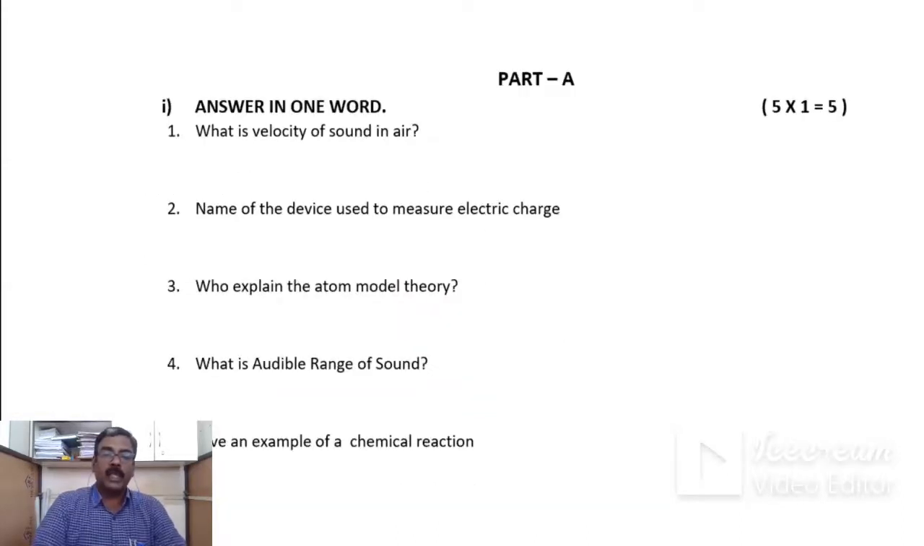Part A. Here we are taking 5 questions, answer in one word. That is the heading. The answer should be written below the question. First question, for example: what is the velocity of sound in air? That is the question. Below it we must provide some space to write the answer. For each question we must provide similar space to write the answer.